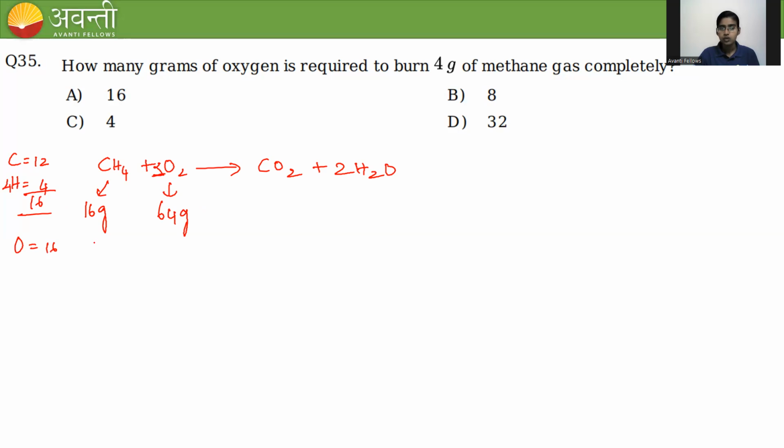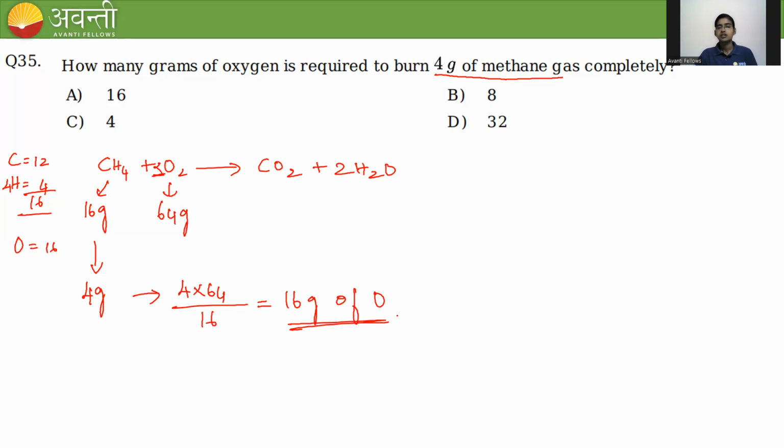Now, in the question we are asked to find out for 4 gram of methane, right? So 4 gram of methane reacts with how many grams of oxygen? So it will be 4 into 64 divided by 16. Just cross multiply and we will get 16 gram of oxygen. So 16 gram of oxygen will react with 4 gram of methane. So option A will be the correct answer for this question. Got it?